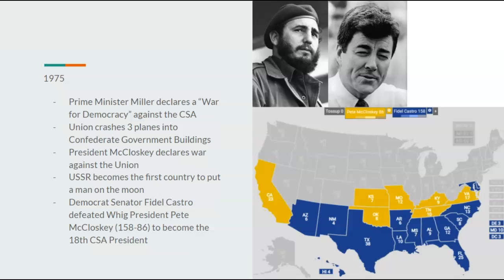Democrat Senator Fidel Castro, the senator from Cuba, ends up running. He's someone who's been very vocal, a war hawk. He says we need to get the Union and the Confederacy back together, but our way, not their way. And I will fight for that. And Pete McCloskey's like, I'll fight for it too, but I don't want any of their land. And he's like, really now? And that kind of hurts him in the debate. And Fidel Castro beats Pete McCloskey, 158-86, to become the 18th Confederate president.